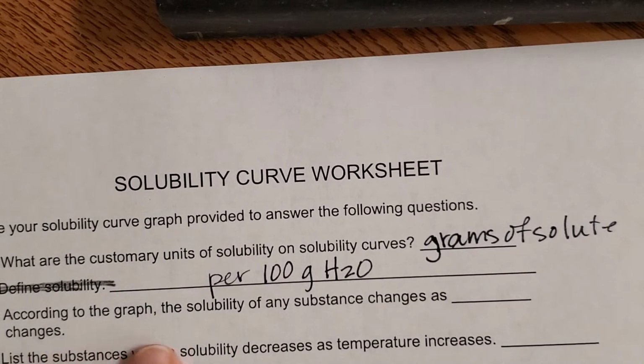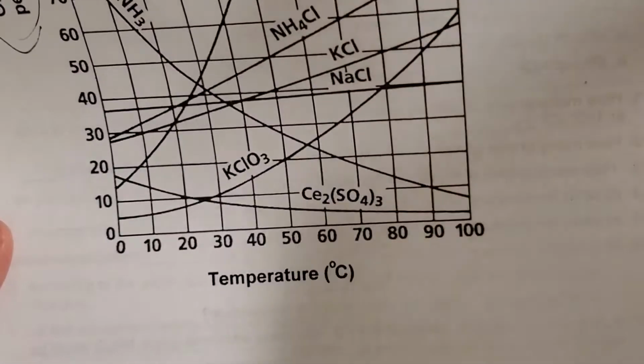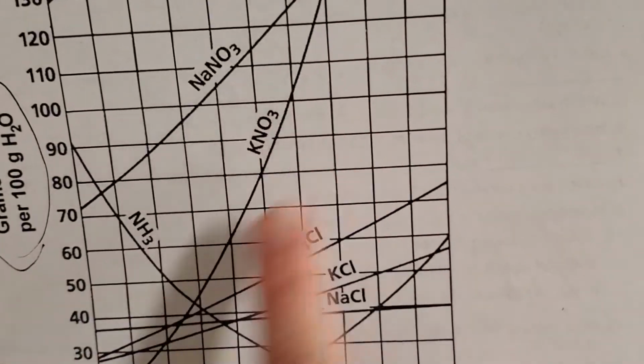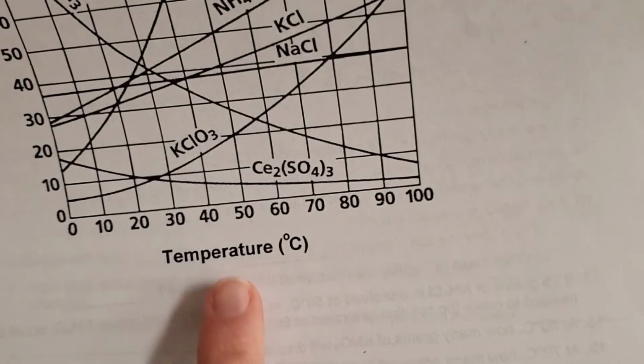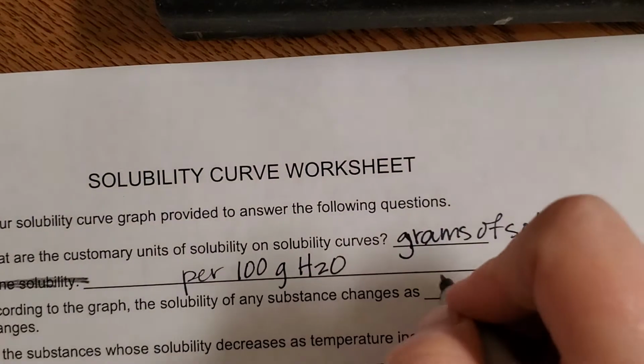Okay. Number 3, according to the graph, the solubility of any substance changes as what changes? So if you look at the graph, the whole point of this graph is to show or indicate how the solubility changes as the temperature changes. So that's what that's talking about. So temperature.